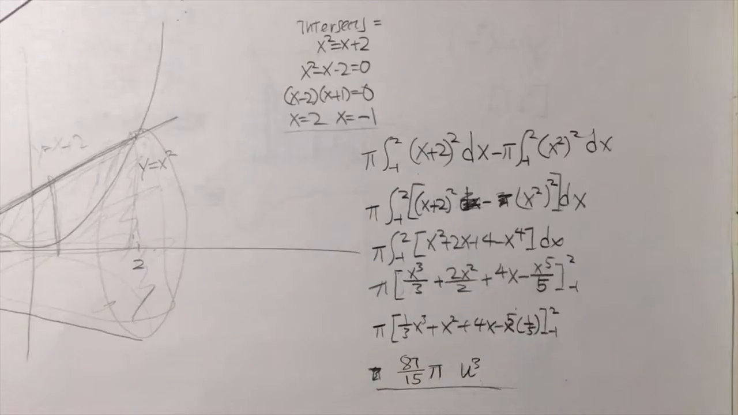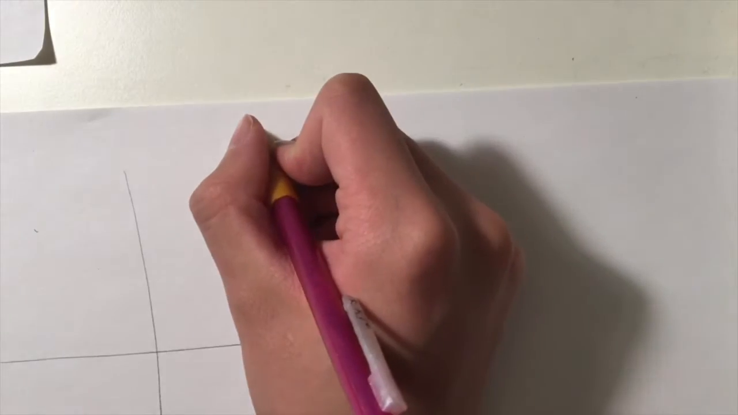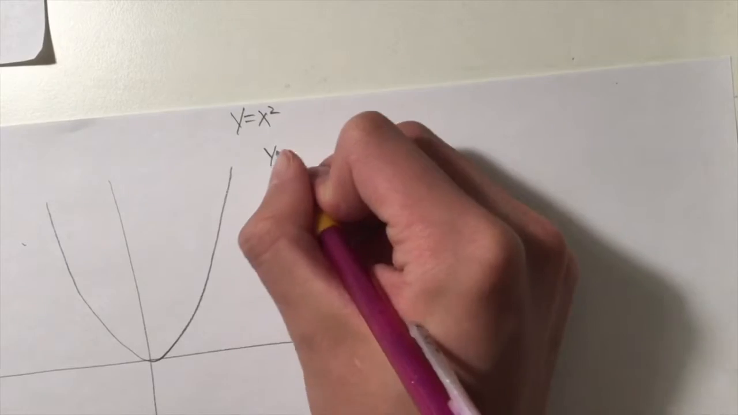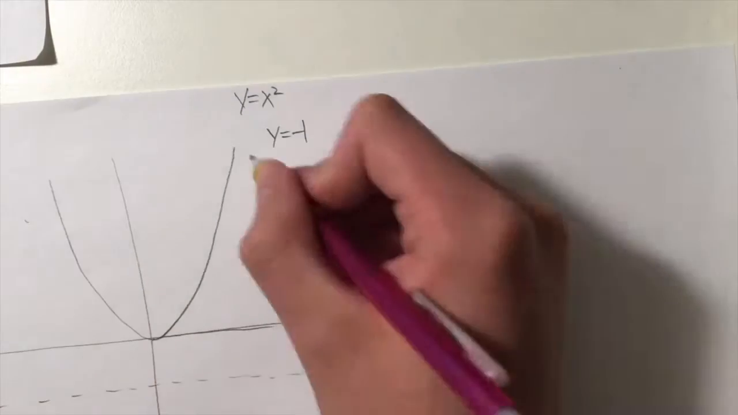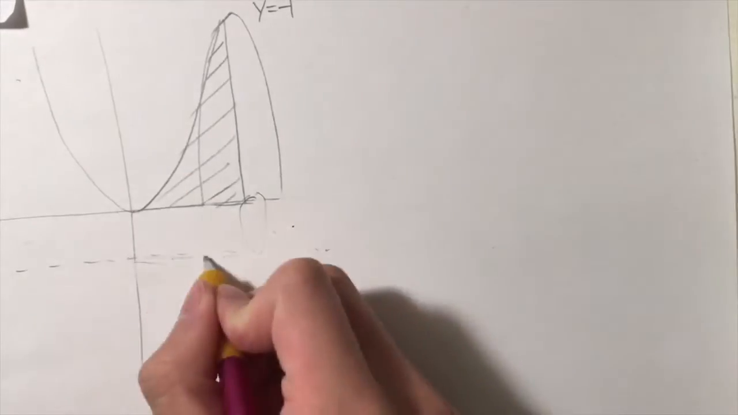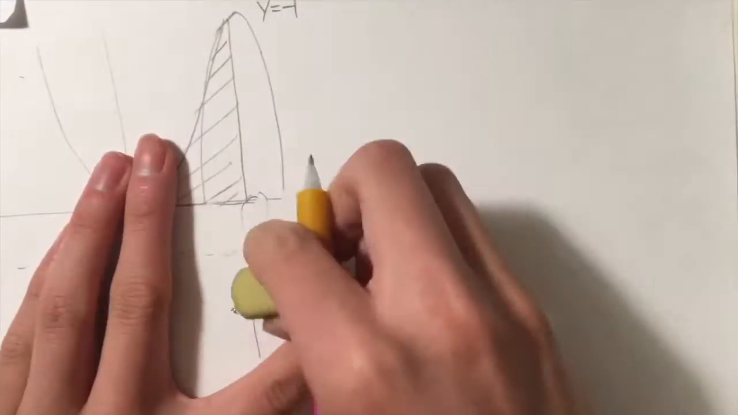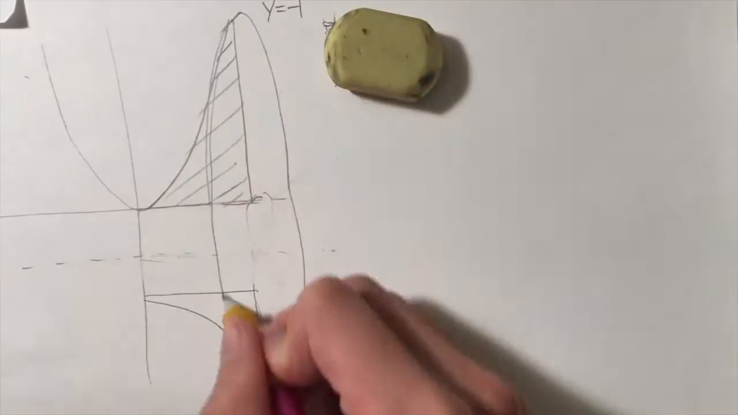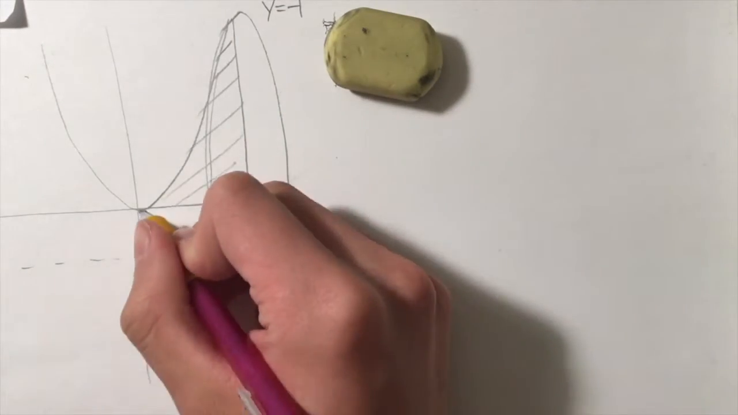units squared. Now let's look at the situation of rotating around an alternative axis. So let's have y equals x squared, and rotate it about y equals -1. The area under y equals x squared, rotated around this axis, will look something like this.